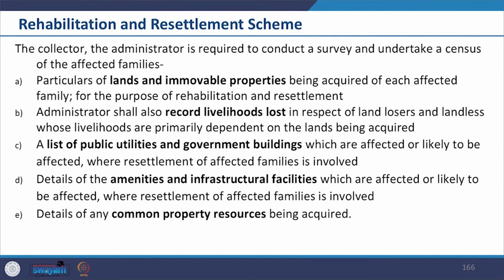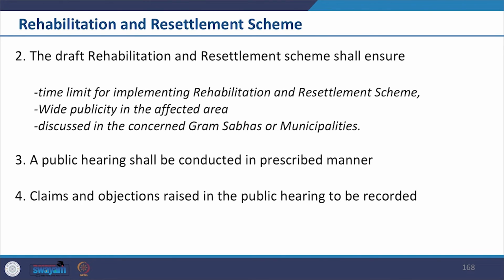The administrator will also list public utilities and government buildings. It would also take care of the detailed amenities and infrastructure facilities, and also any common property resources which have been acquired. The draft rehabilitation and resettlement scheme shall include a time limit for implementing rehabilitation and resettlement. So, it should not go on indefinitely, but it has to be time bound, and it has to be made locally known by wide publicity. A public hearing shall be conducted, and the administrator shall submit the draft scheme for rehabilitation and resettlement along with the specific report on the claims and objections raised in the public hearing.